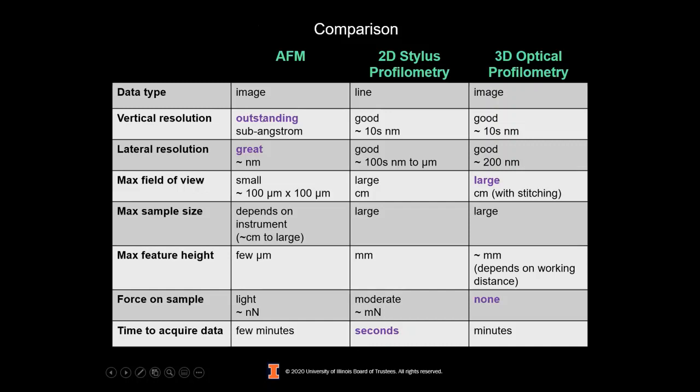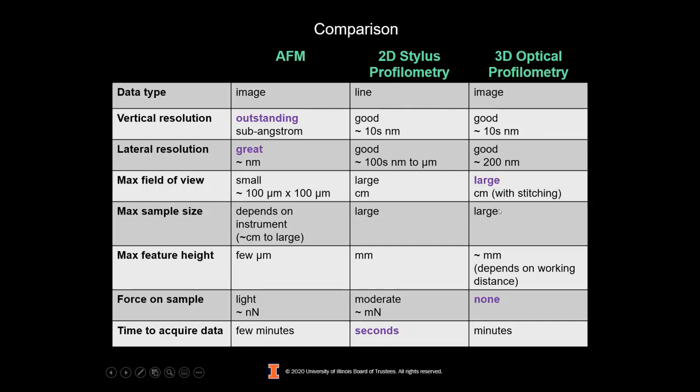So AFM will give you excellent vertical resolution and much better lateral resolution because it's not diffraction limited. However, with AFM, you're limited to small fields of view and small samples. For 2D stylus profilometry, where you're doing a line, it is zippy, just super fast, but you get one line at a time. For 3D optical profilometry, you get really good resolution.